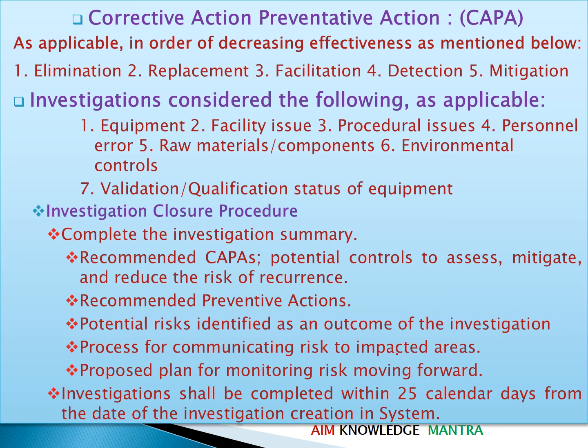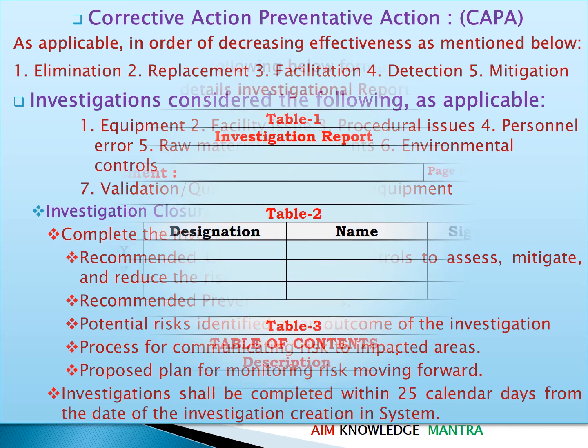Investigation closure procedure. Complete the investigation summary. Recommended CAPAs, potential controls to assess, mitigate, and reduce the risk of recurrence. Recommended preventive actions. Potential risks identified as an outcome of the investigation. Process for communicating risk to impacted areas. Proposed plan for monitoring risk moving forward. Investigations shall be completed within 25 calendar days from the date of the investigation creation in the system.